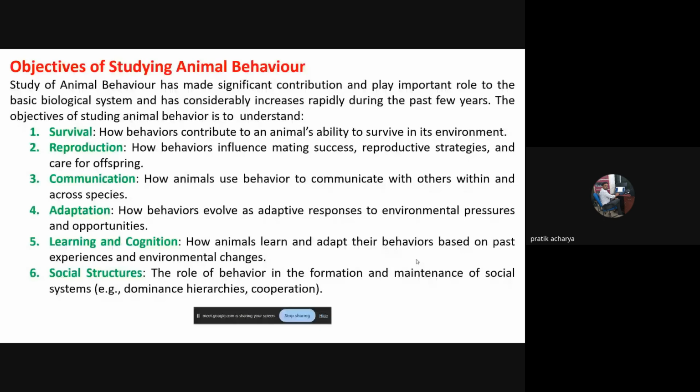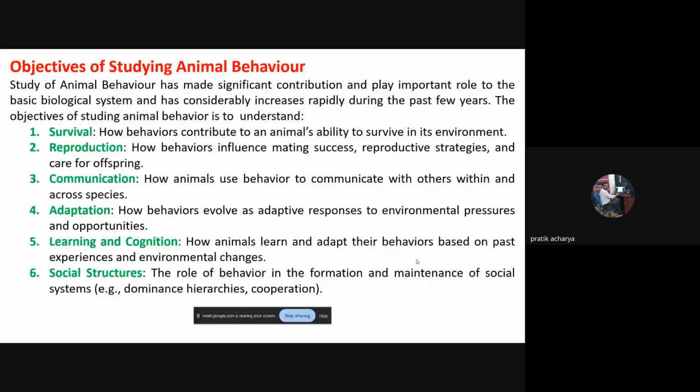After communication, the next is adaptation. Organismal behavior is also essential for environmental adaptation, because adaptive responses to different environmental stimuli are very essential. Learning and cognition is another objective: how animals learn and adapt their behavior. If an organism is not learning from environmental change and environmental stimuli, then it is very difficult for the organism to adapt for its survival. So adaptation is also essential.